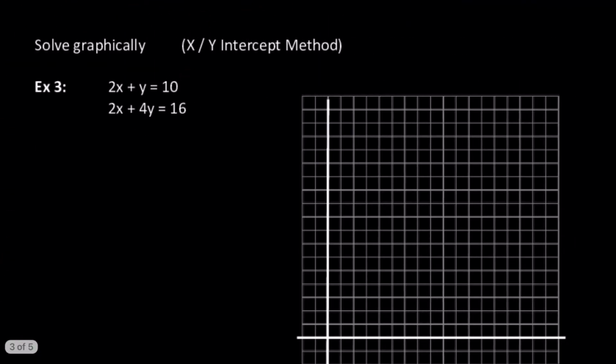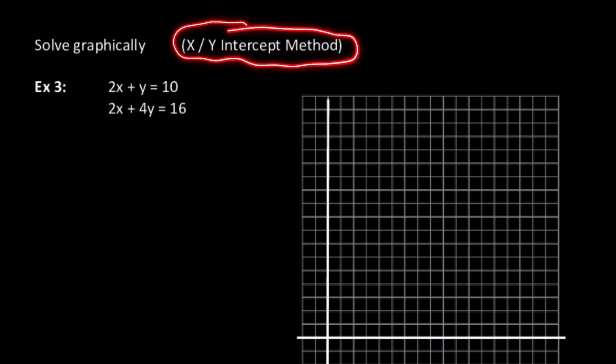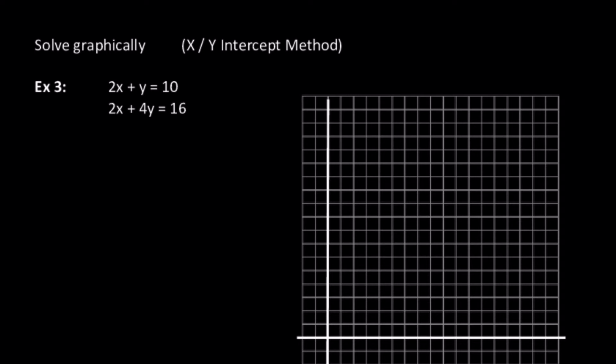Okay, moving on. Solving graphically using what we call the XY intercept method. This is a technique that you haven't learned yet. It's kind of useful, but it only works in certain situations. It's almost like a shortcut, but it will be used quite often in linear programming.